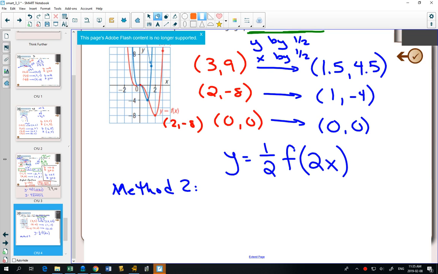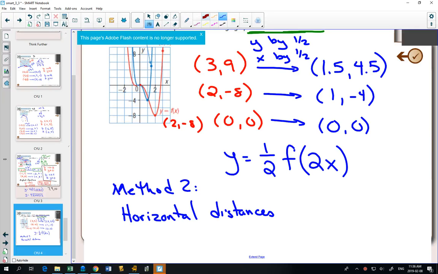And method 2 analyzes both functions to figure out the stretches and the compressions. First of all, to figure out what happened horizontally, we can label horizontal distances, and you need to choose 2 points on your original graph and their corresponding points on your image graph. So on my original graph, I'm going to label this as point A and this as point B.